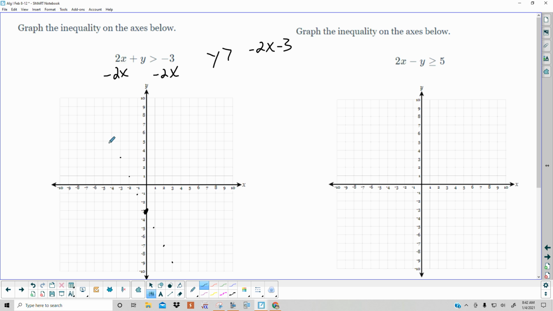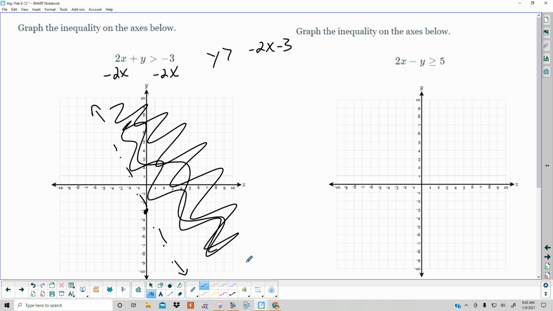And it's dashed because it doesn't have the equal sign. Y is greater, so I'm going to shade above. Greater is above it. Okay.